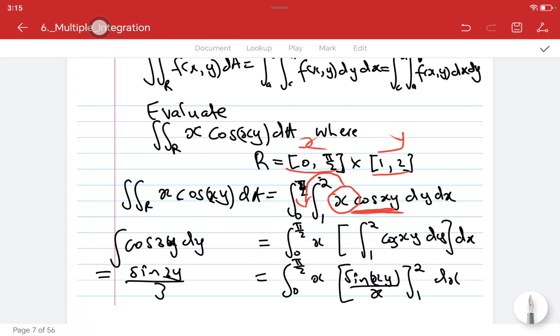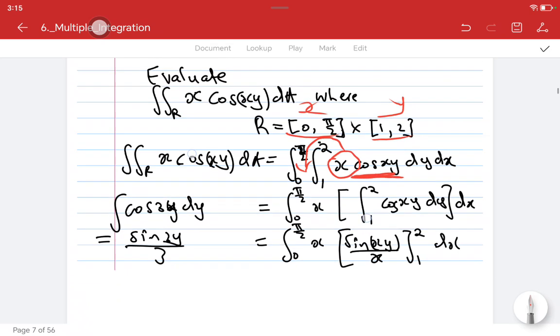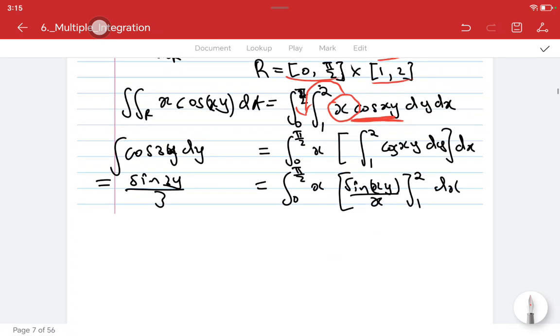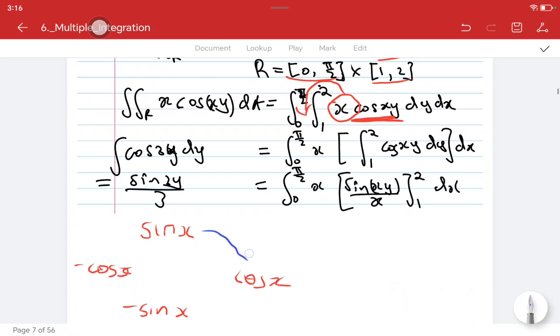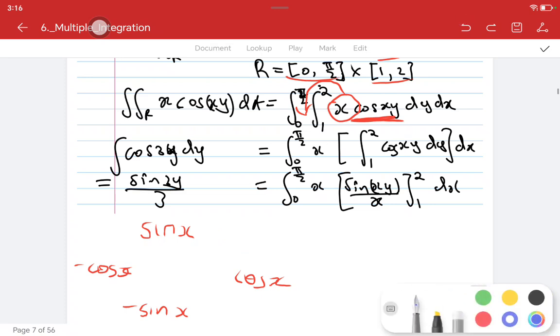We integrate cos. Integrating cos is simple, right? This is how we're going to integrate cos. Remember, last time I wrote these ones like this: sin x, cos x, minus sin x, minus cos x.